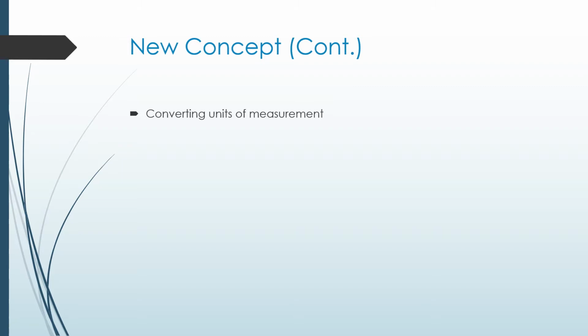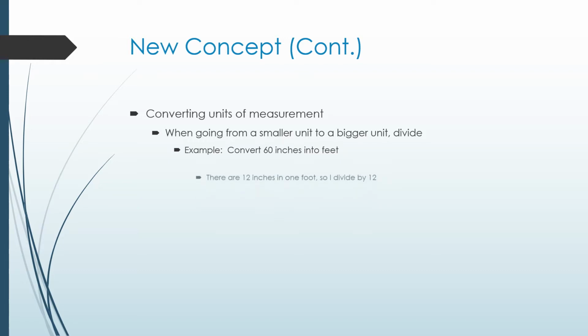Let's look a little at converting units of measurement, so moving from one unit to another one. If the unit that you start with is a smaller unit of measure, and you're going to a bigger unit, like from inches to feet, or from ounces to pounds, you're going to divide by the unit multiplier. That's the number that connects the two measurements together. For example, if you were converting 60 inches into feet, you would divide 60 by 12, because there are 12 inches in 1 foot. That's the number that connects those two measurements. And we're going from inches to feet, smaller to bigger, so we divide. 60 divided by 12 is 5, so there are 5 feet in 60 inches.